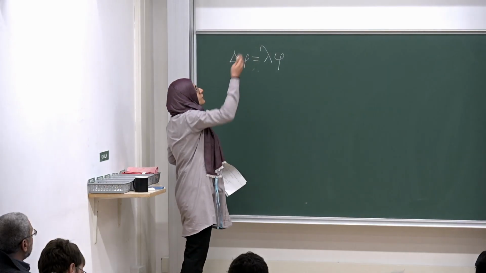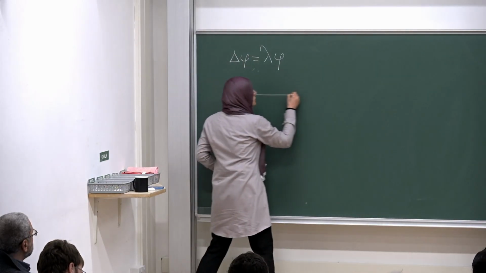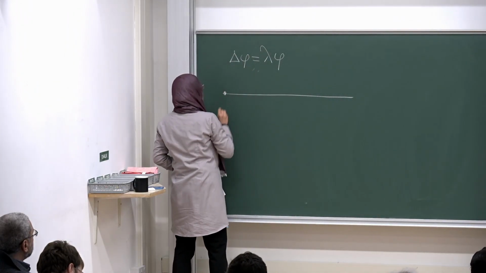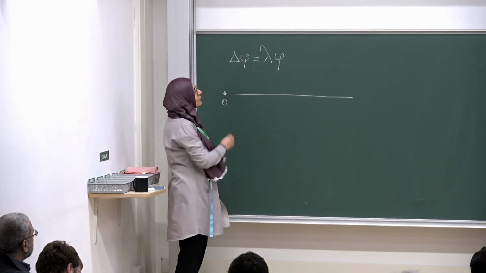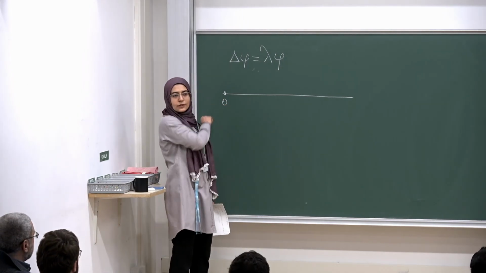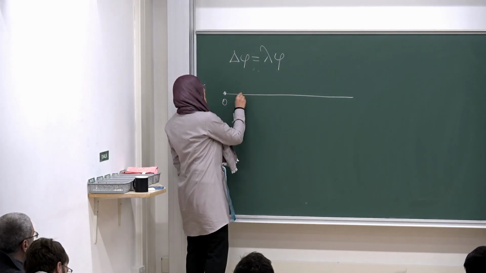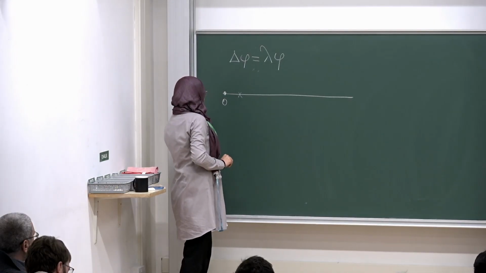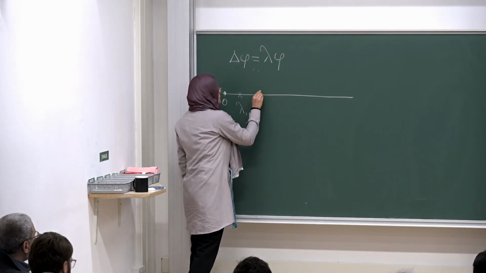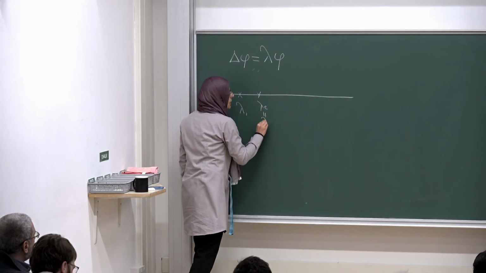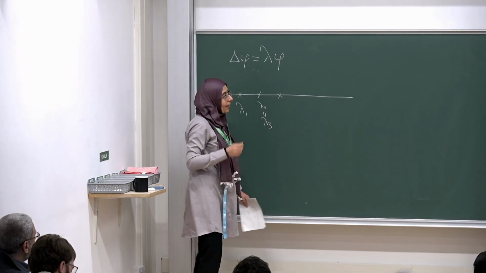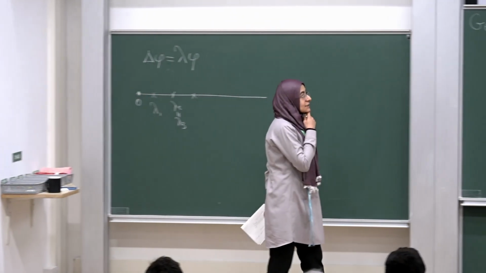Because our manifold is closed, we have a discrete set of eigenvalues. It's connected, so we have the constant function with multiplicity 1 corresponding to the 0 eigenvalue. And then we have, let's say, lambda 1, lambda 2, and we may have some multiplicity, and so on. So what do we mean by small?